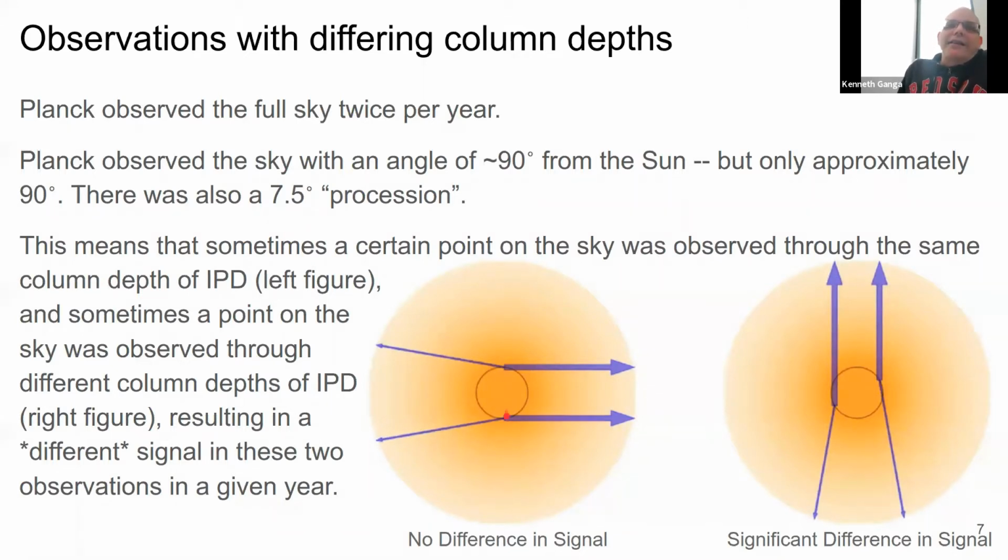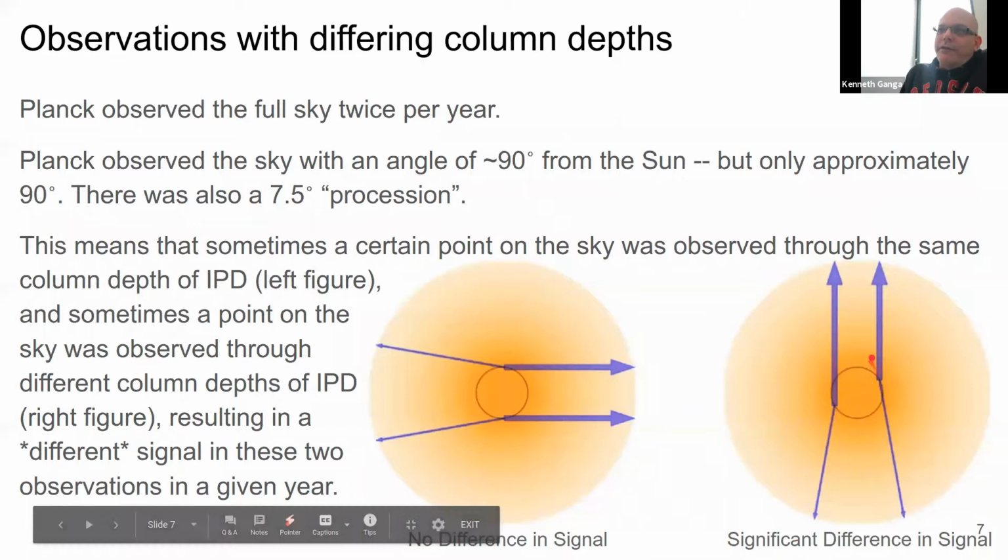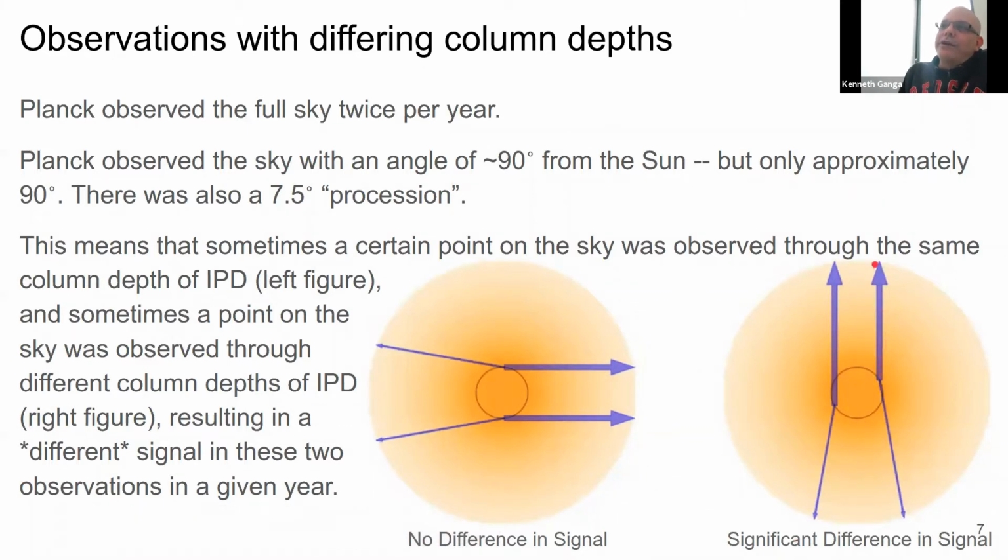You can get exactly the same thing if you're on the other side of your orbit, and you're essentially looking through the same column. It's not exactly the same dust, but it's the same column. But if you observe through a different column here and a different column here for the same distant point, you will actually get a different signal.